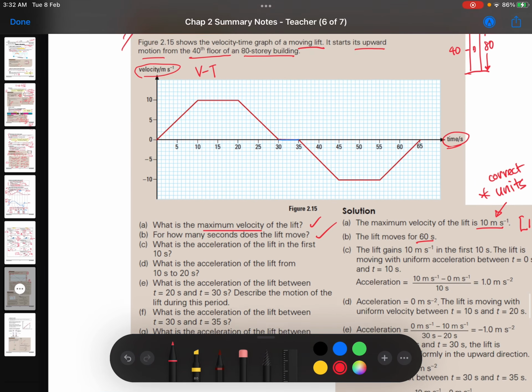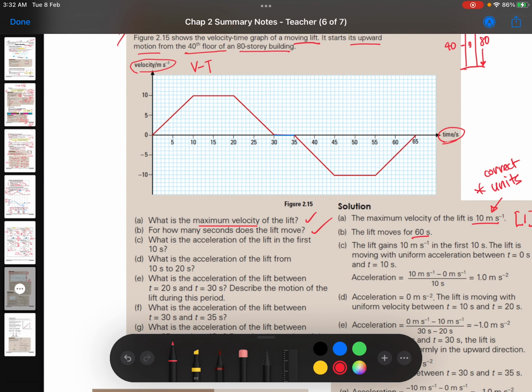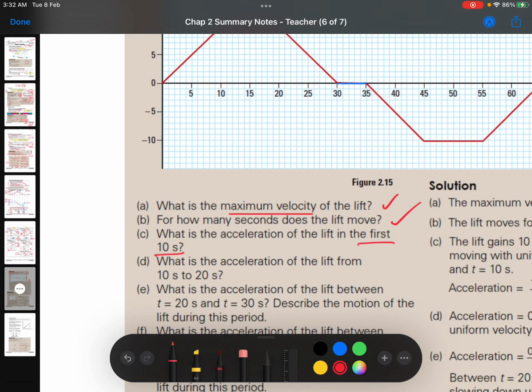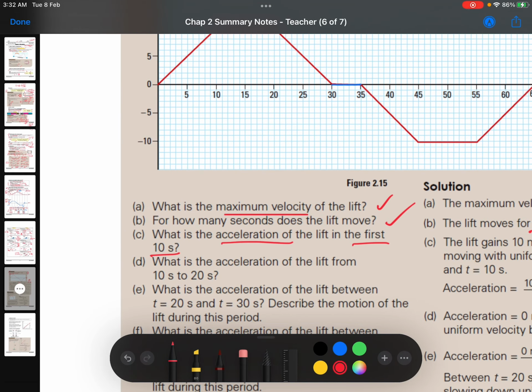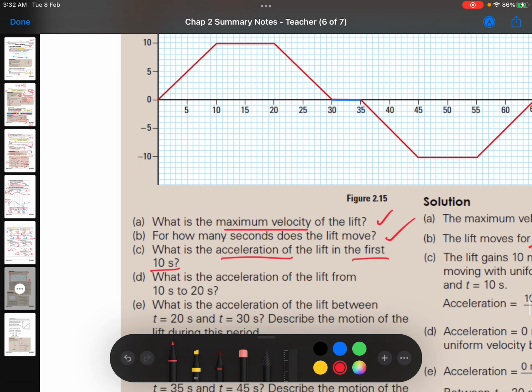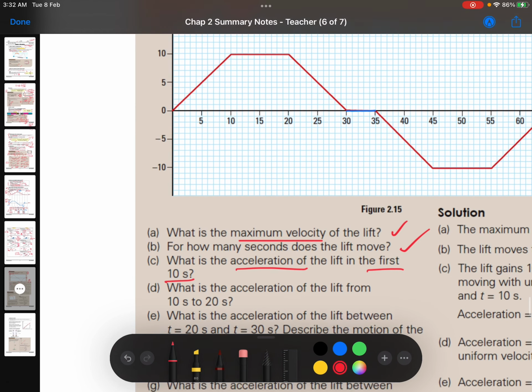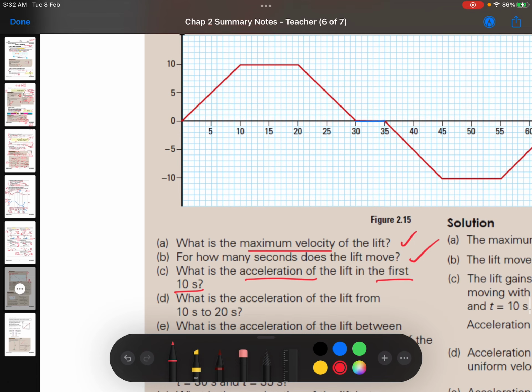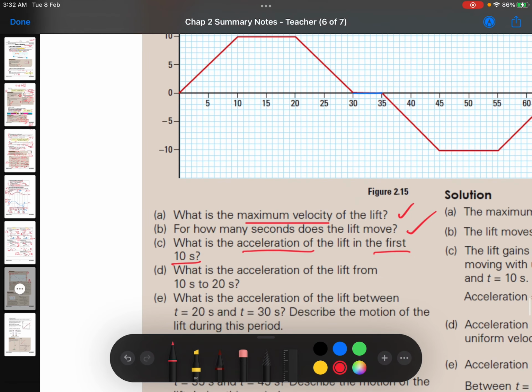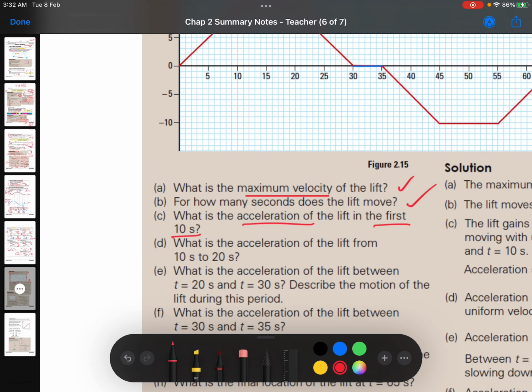Now next, what is the acceleration of the lift in the first 10 seconds? Be very careful what it is that you're looking for. When you look at acceleration, we are talking about acceleration in the velocity time graph. So if you want to find acceleration, if you remember the teaching in the summary, you can find acceleration by looking at the gradient.